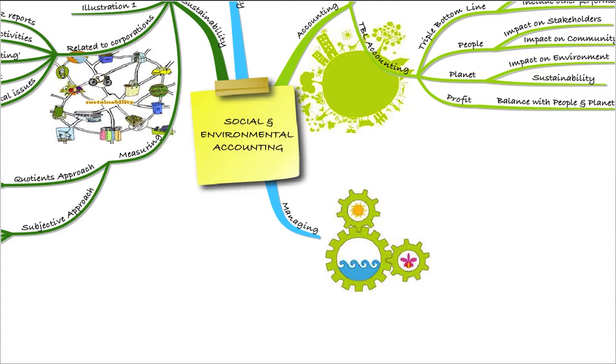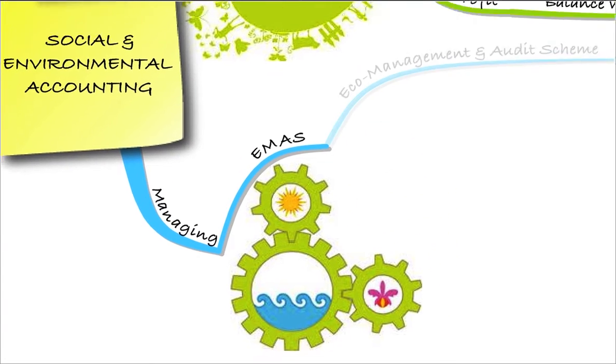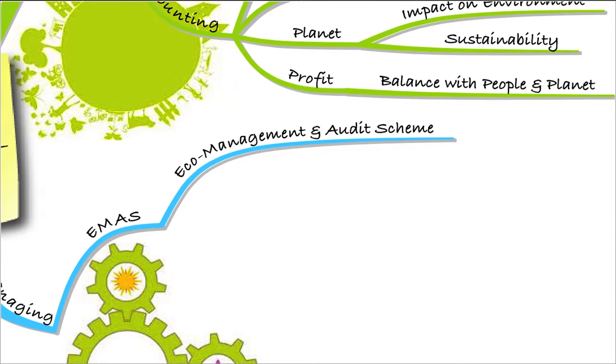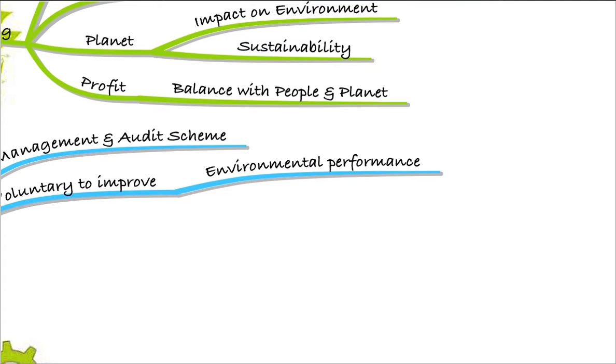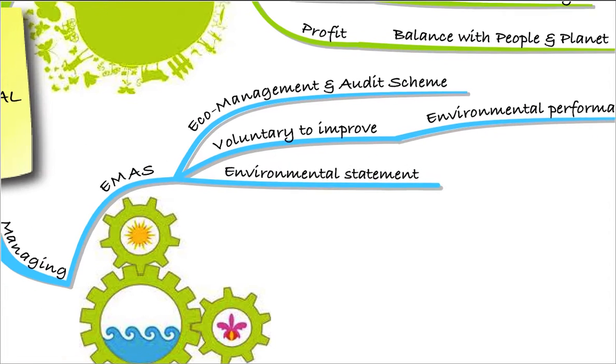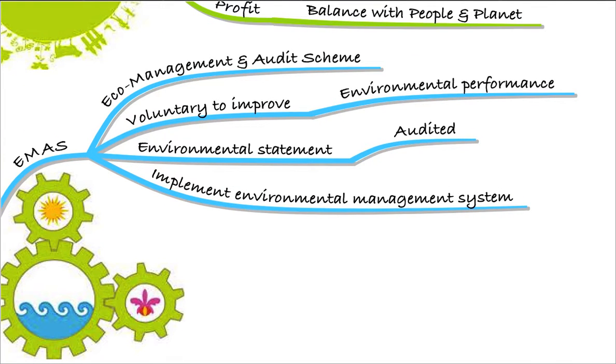When we're managing our environmental accounting, we can use EMAs. So that's Eco Management and Audit Schemes. So this is a voluntary scheme to improve environmental performance. So there'll be an environmental statement by the business and that will be audited. It'll be seeing whether we can implement effectively our environmental management system.